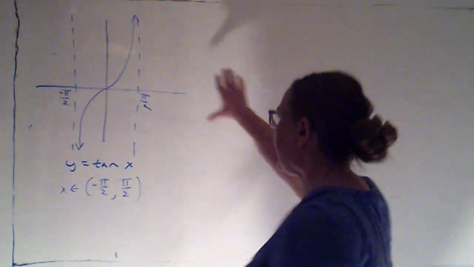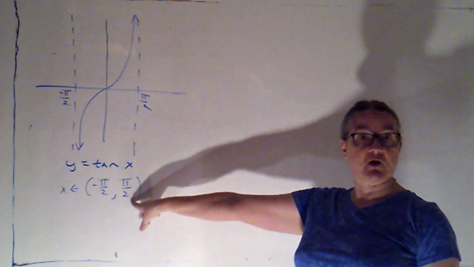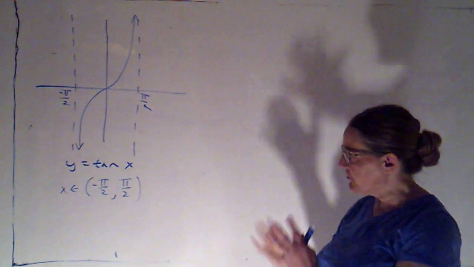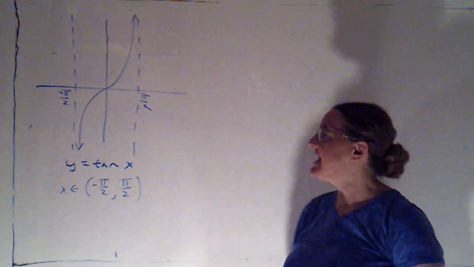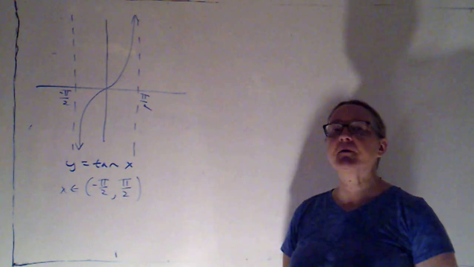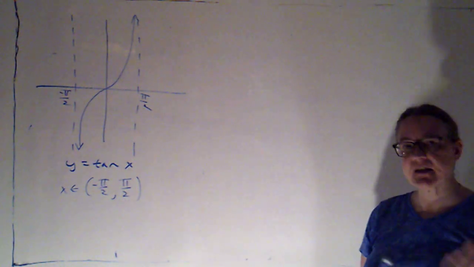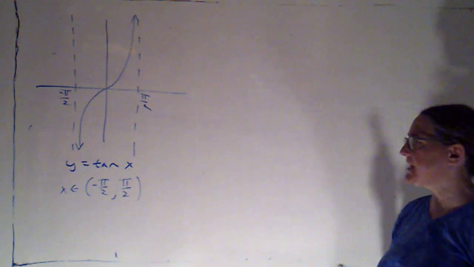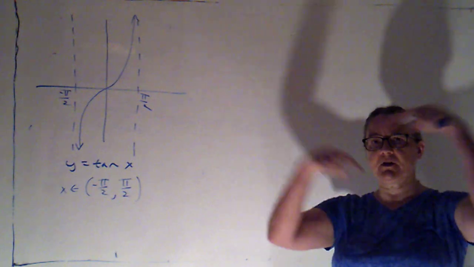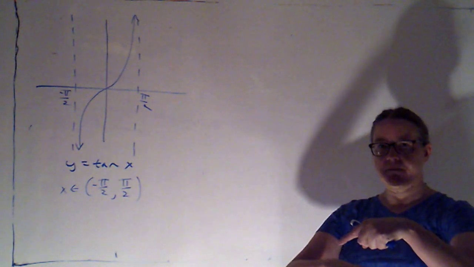Okay, I've got up here on the board the graph of tangent with a restricted domain. So we said the inverse of this was arctan, and my goal is to figure out what the graph of arctan looks like. And the basic idea is that what we're doing when we create an inverse function, remember, is we're just switching the roles of x and y.